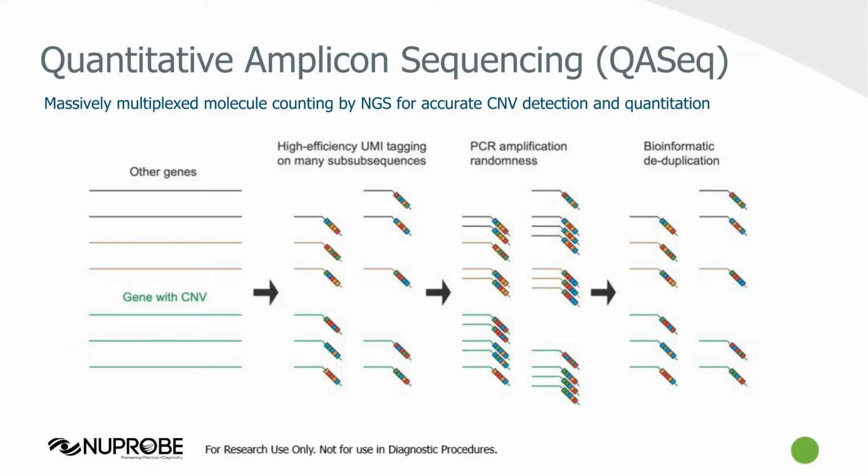Therefore, we would like to proudly introduce our QASeq technology, which is a highly multiplexed PCR-based targeted enrichment NGS panel that can offer accurate CNV detection and quantitation on a molecular level on multiple CNV genes simultaneously.